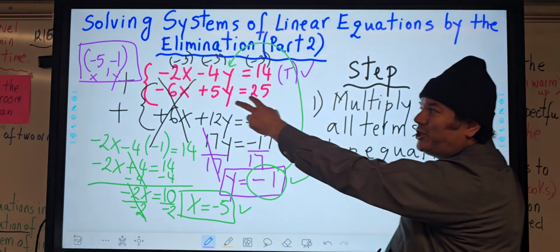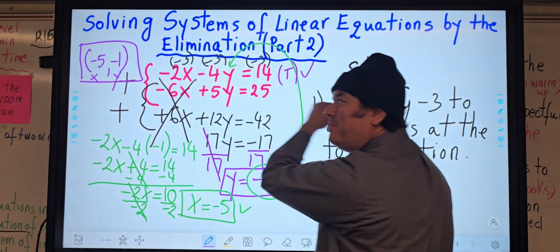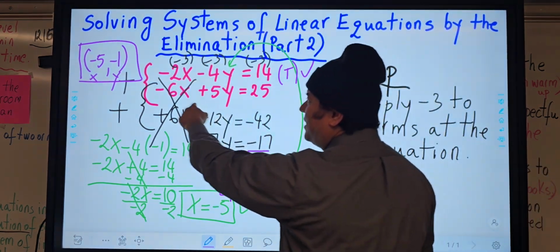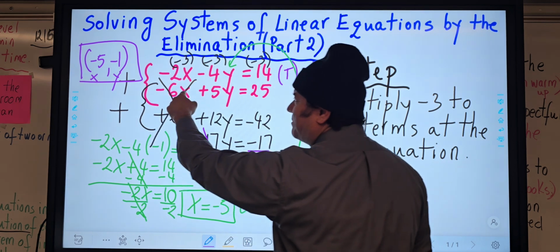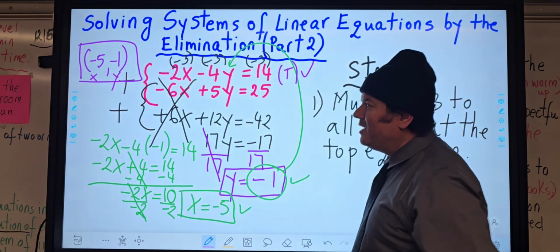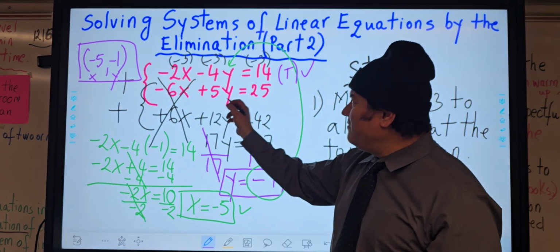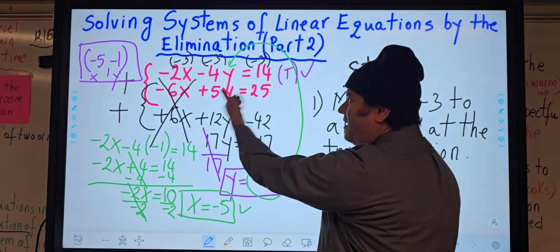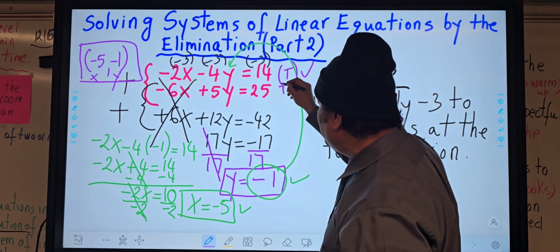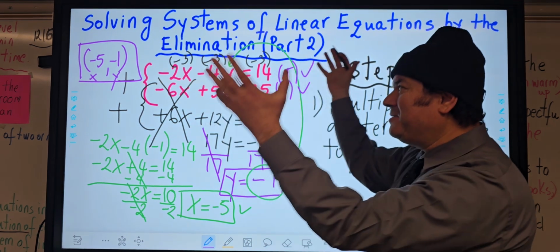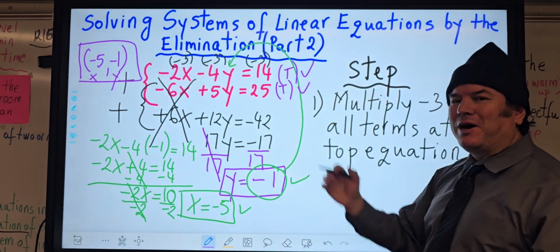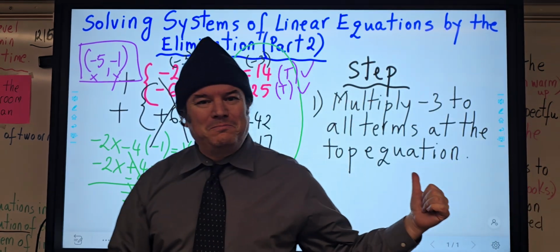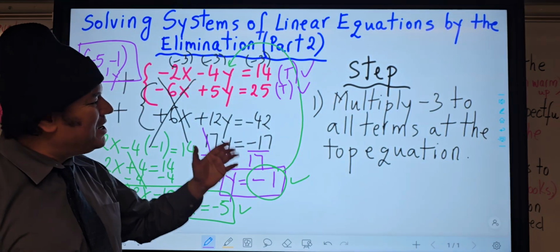Now let's check negative 5 and negative 1 for the bottom equation to see if we get a true statement. Instead of x, again, we put negative 5. Negative 6 times negative 5 is positive 30. Plus 5 times negative 1, which is negative 5. 30 minus 5 is 25. Another true statement. So that's it. Negative 5 and negative 1 is the solution of our system of linear equations. It was not very complicated.